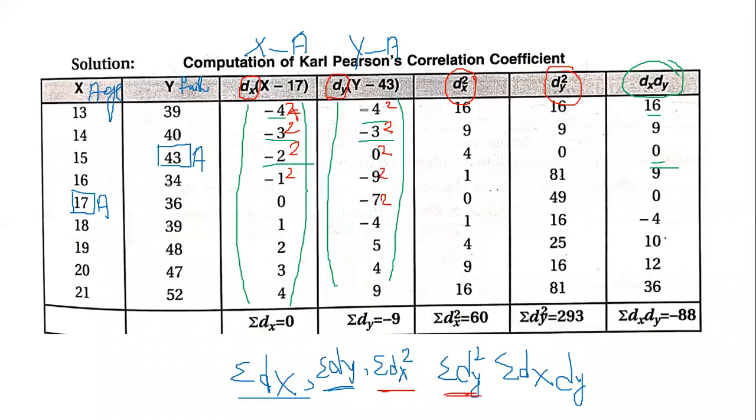Next, minus 1 into minus 9 is plus 9. Minus into minus is plus. So 9 ones are 9. Then 0 again. 0 into minus 7 is 0. So likewise, you have to calculate these dx into dy. Once you add this column completely, you get the last important value, that is sigma dx dy, which is minus 88.